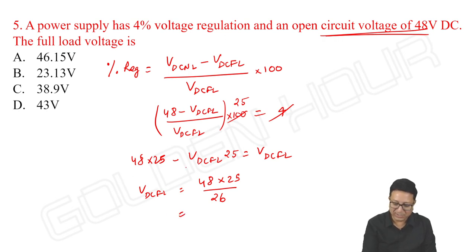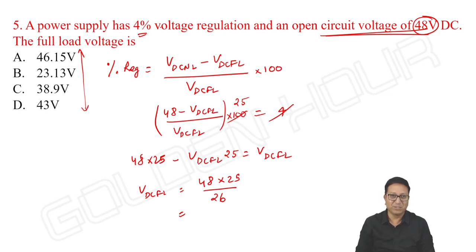Its value is no doubt less than the no load voltage, less than 48 volts. If you look at all options, all are less than 48 only, but the answer is almost close to the no load voltage. Since regulation is 4%, there is not much difference between no load and full load. I am doing it without using the calculator. The answer might be around 46.15 volts. The students can calculate and check it. The regulation value is less, so definitely the full load voltage is somewhat close to the no load voltage. Your answer is 46.15.